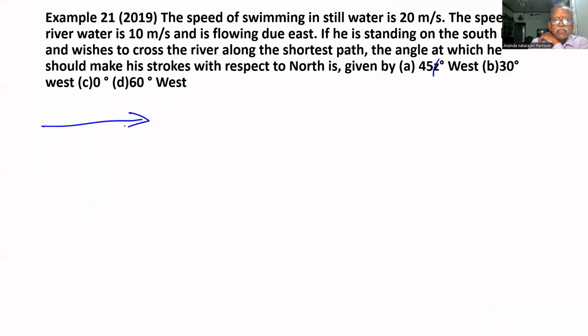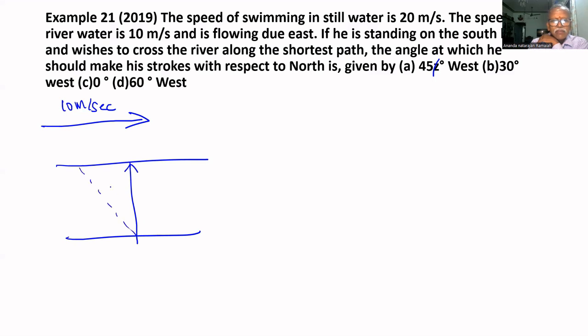The river's speed is 10 meters per second, in this direction. He has to cross this way. He has to travel like this because of the river's speed. If he travels like this, then only he can reach this point. What should be the angle?